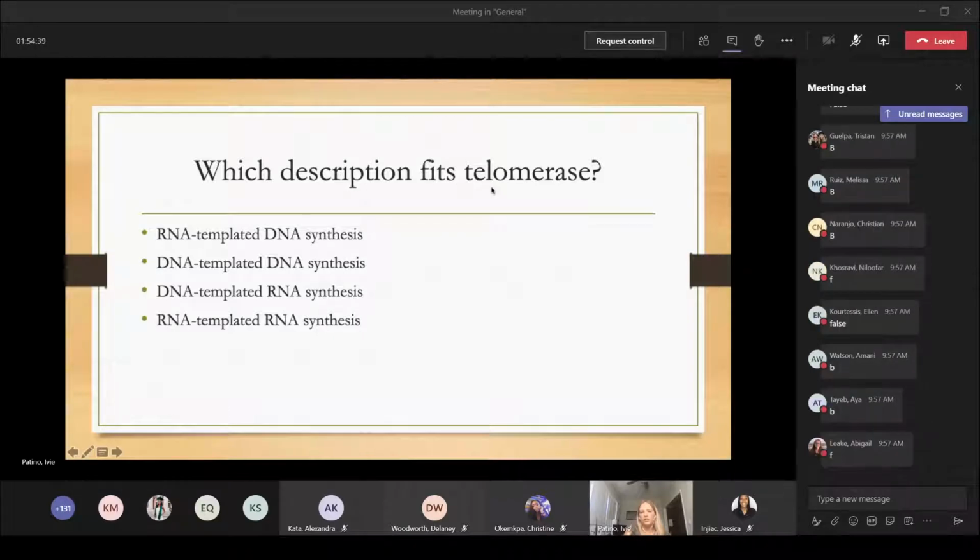Which description fits telomerase? Yeah, so that's going to be an RNA templated DNA synthesis. So it has that RNA template inside, but it's using that to synthesize new DNA, what we call junk DNA.